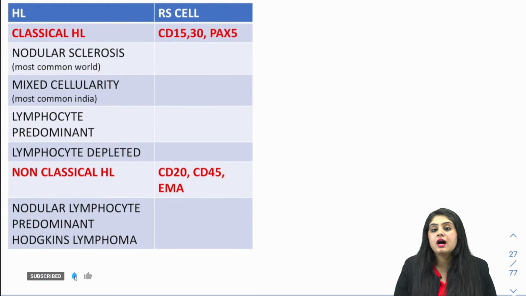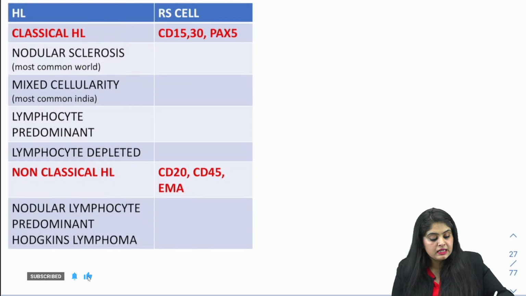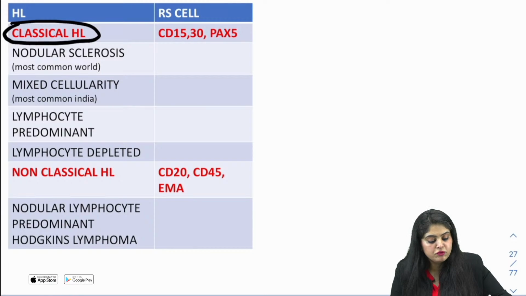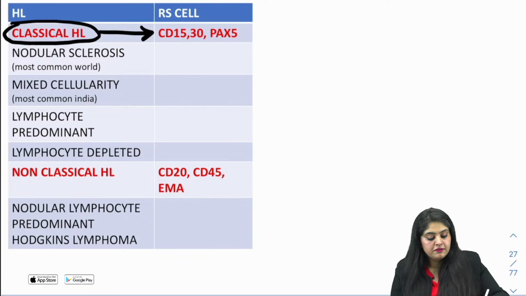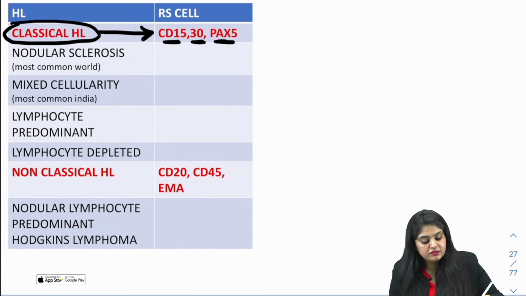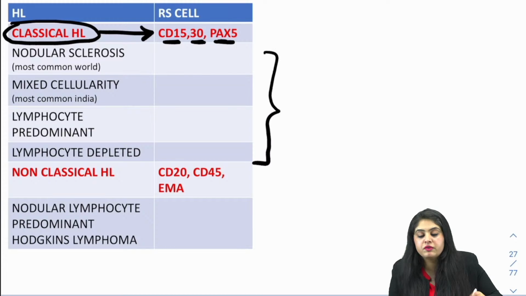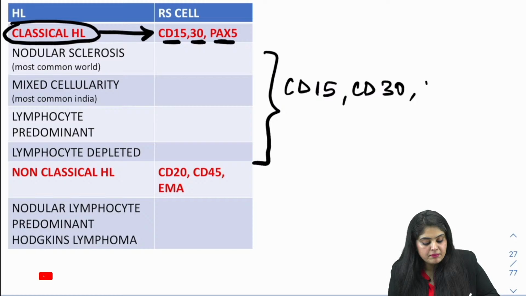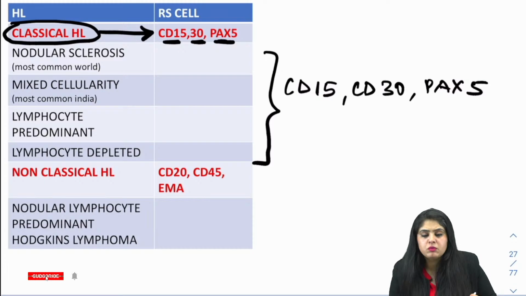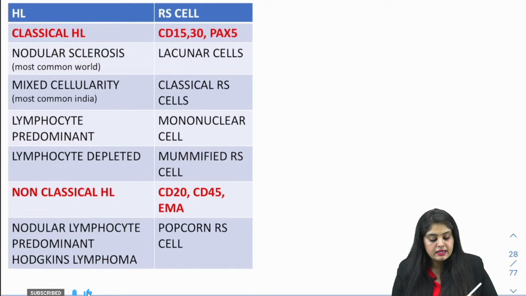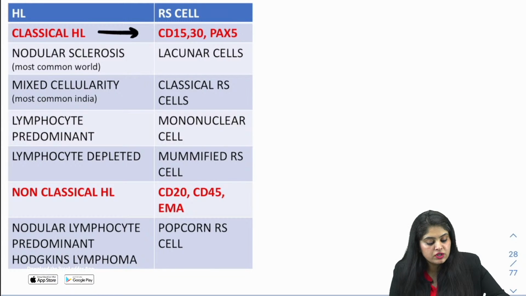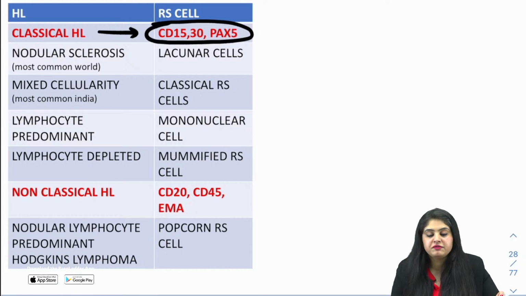What are the RS cells that you see? In classical Hodgkin's lymphoma, the markers for the RS cells are what? CD15, CD30 and PAX5. So all these four that I'm talking about are going to be CD15, CD30 and PAX5 positive. But what cells are they? Try filling it up. Tell me the names of these, the ones which are CD15, CD30 and PAX5 positive.